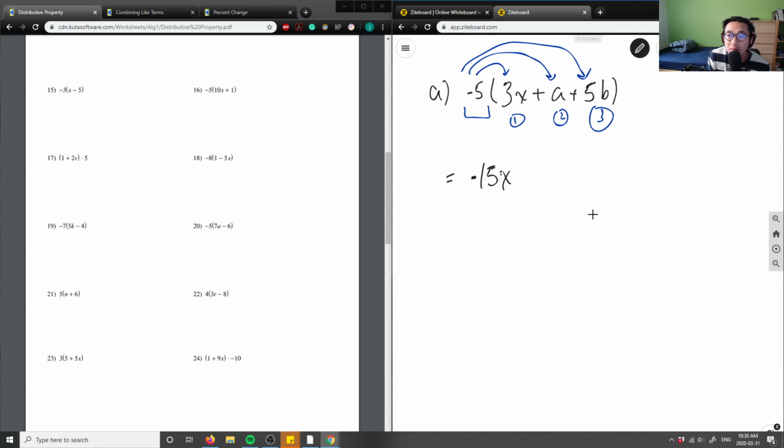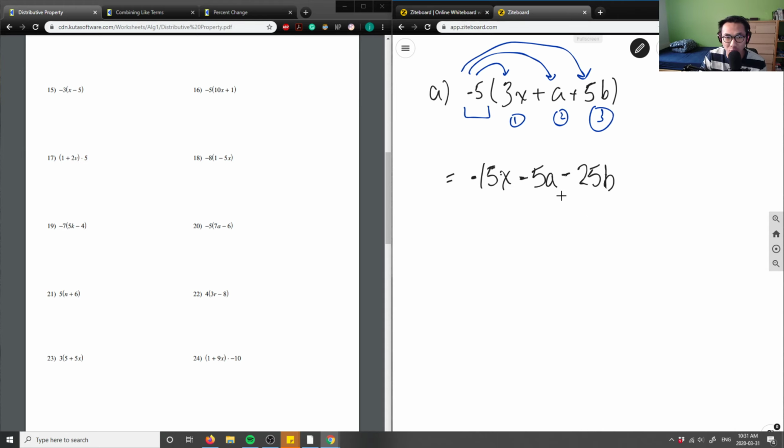We have -5 times, this is a positive a, right? Plus a is positive a. So we have positive and negative, which is going to make a negative in this case. 5 times a is simply 5a, so -5a. And then what do we have last? We have -5 times positive 5b. Negative and positive will make a negative. -5 times 5 here is -25, and then we simply have the b here, right? So we have -15x minus 5a minus 25b as our final answer for this one.